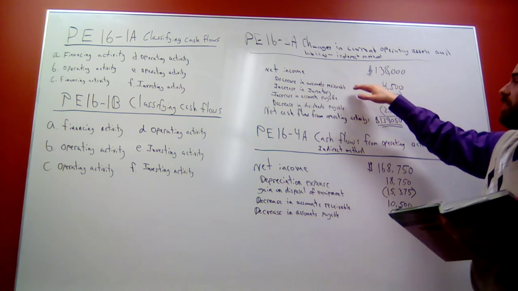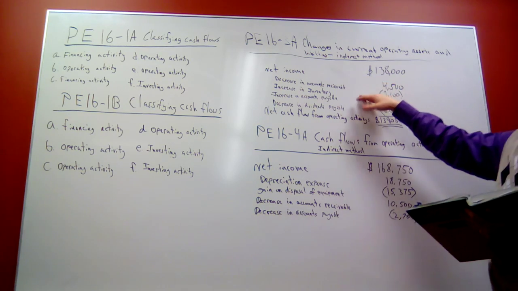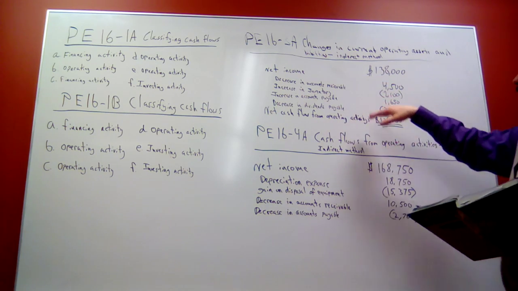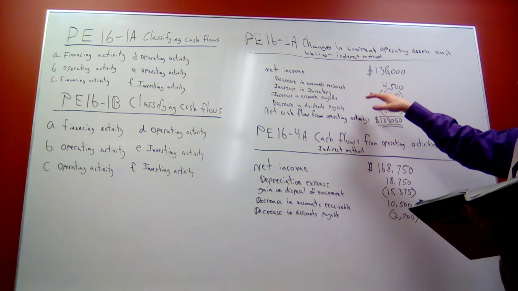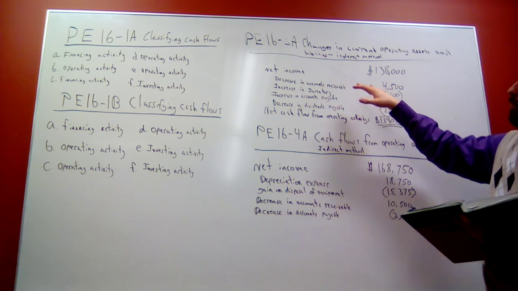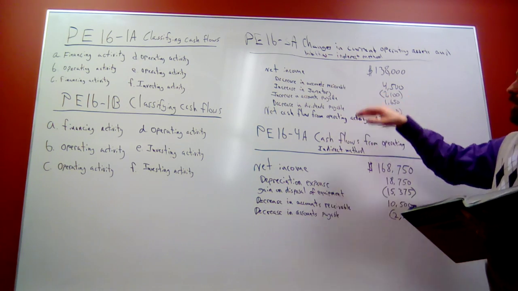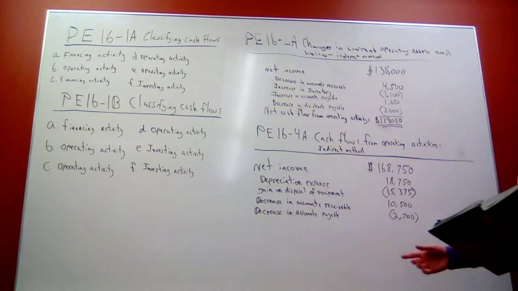And so as you can see, as receivables go up, we lose cash. As they go down, we gain cash. Inventory goes up, we lose cash. It goes down, we gain cash. Accounts payable goes up, we gain cash. Goes down, we lose cash. And for dividends, anything payable is the same as accounts payable.